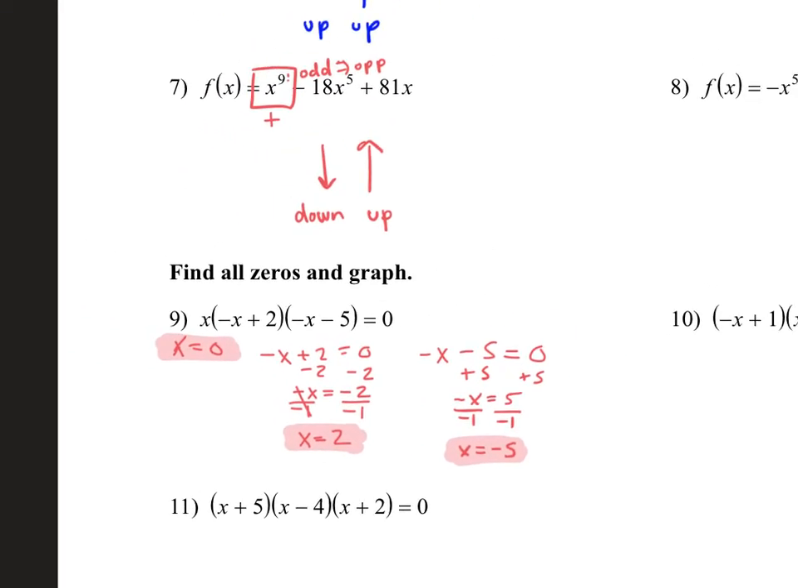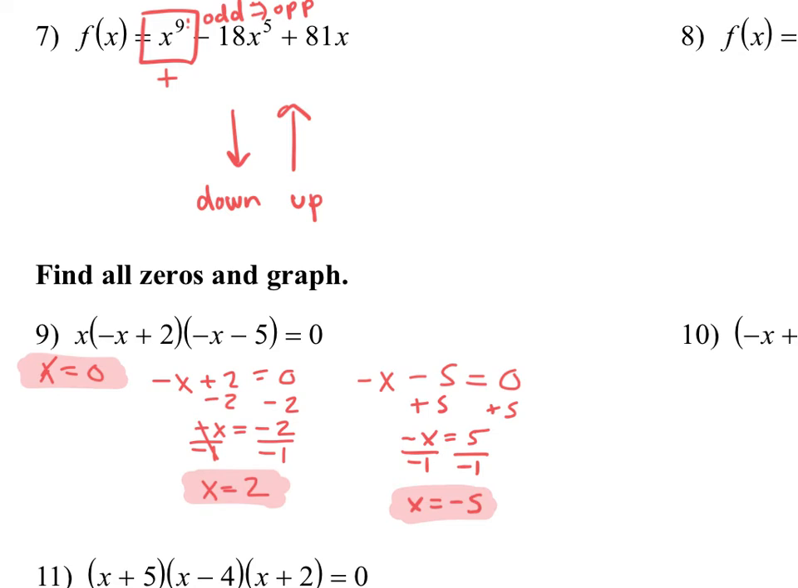I didn't leave much room for a graph. I'll put it up here. So I'm going to stay at 0 and put a point there. X is equal to 2, so I go to the right 2. And x is equal to negative 5, so I go to the left to negative 5. So these are my 3 points.